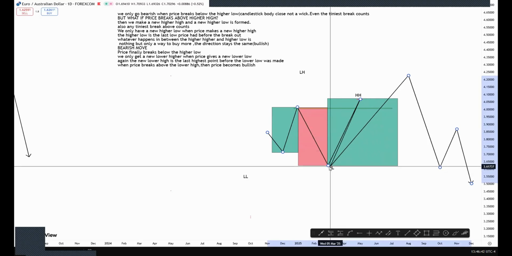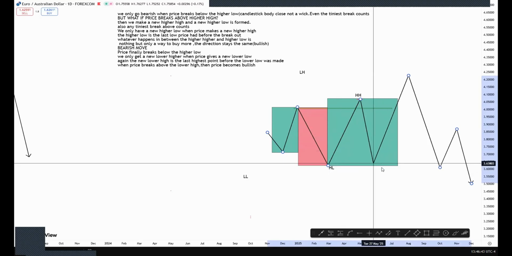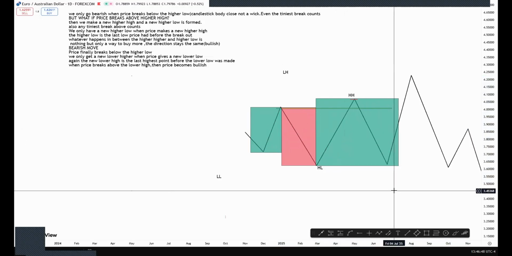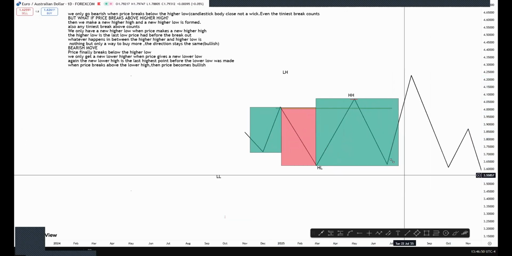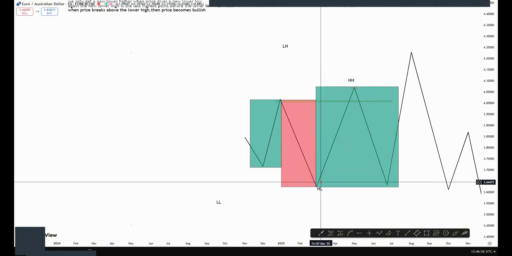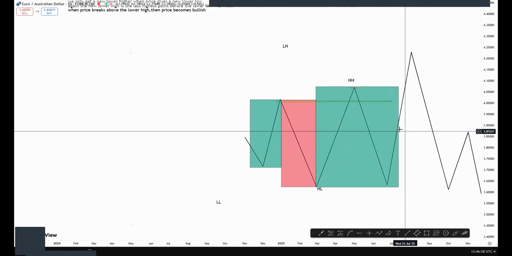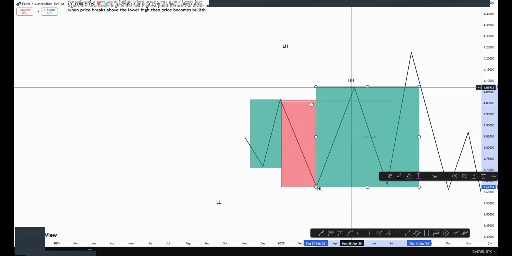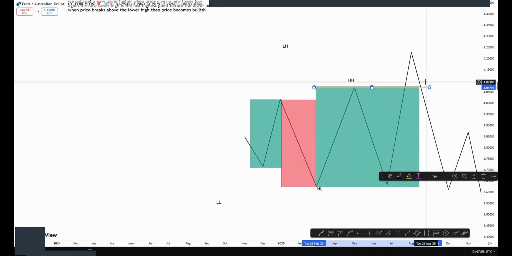As long as we don't break below here, we are still bullish. Okay, so in fact, let me just do it this way. You can know that price is still bullish regardless, as long as it doesn't break below the higher low. Okay, so you can see what happens. Price breaks above the higher high at that point there. You see, so when price breaks above the higher high, what do we have?